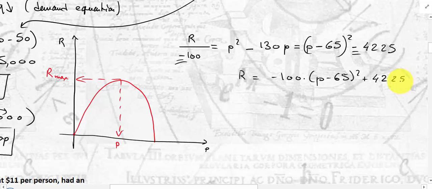422,500. Let me write the number first. 422,500, okay. So let's answer the question now.